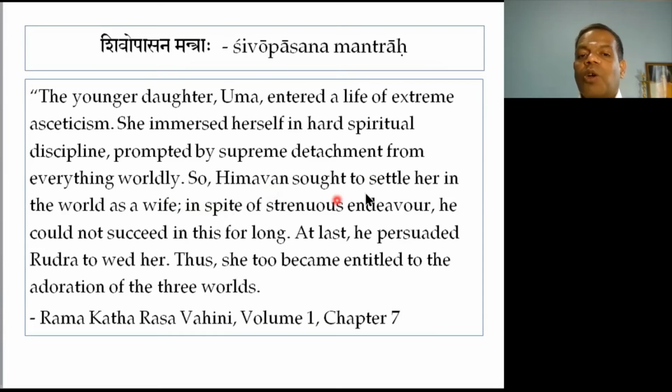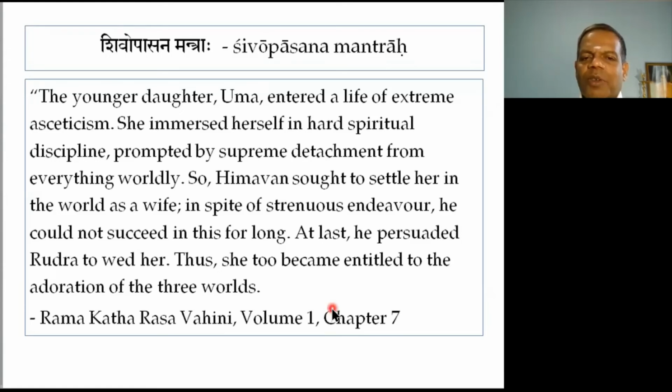So Himavan sought to settle her in the world as a wife. In spite of strenuous endeavor, he could not succeed in this for long. At last, he persuaded Rudra to wed her. Thus, she too became entitled to the adoration of the three worlds. This is a story being told by Vishwamitra to Rama and Lakshmana when he took them with him to protect the yajna. So he's explaining about Uma.